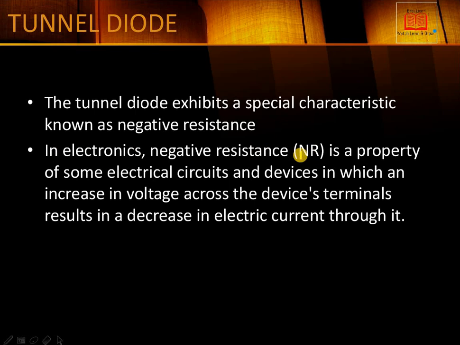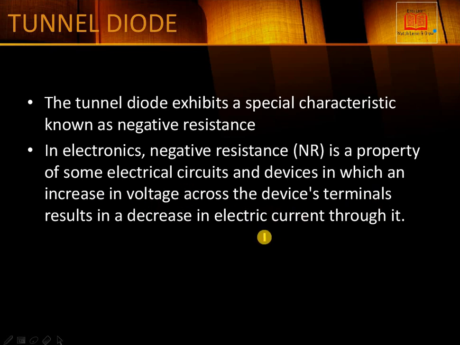Negative resistance is represented by NR. N stands for negative, R for resistance. It is a property of some electrical circuits and devices in which an increase in the voltage causes a decrease in the current. So this is called the inverse relation between the voltage and current, which can be calculated from Ohm's law.